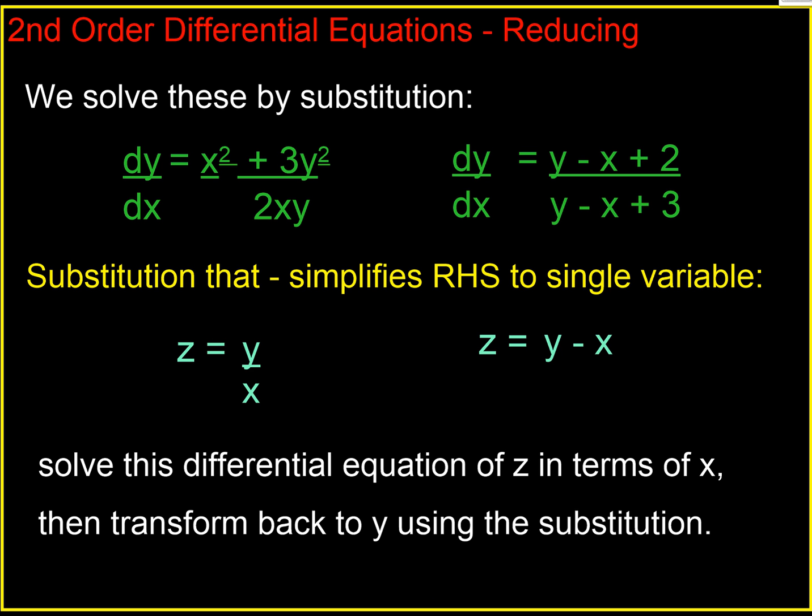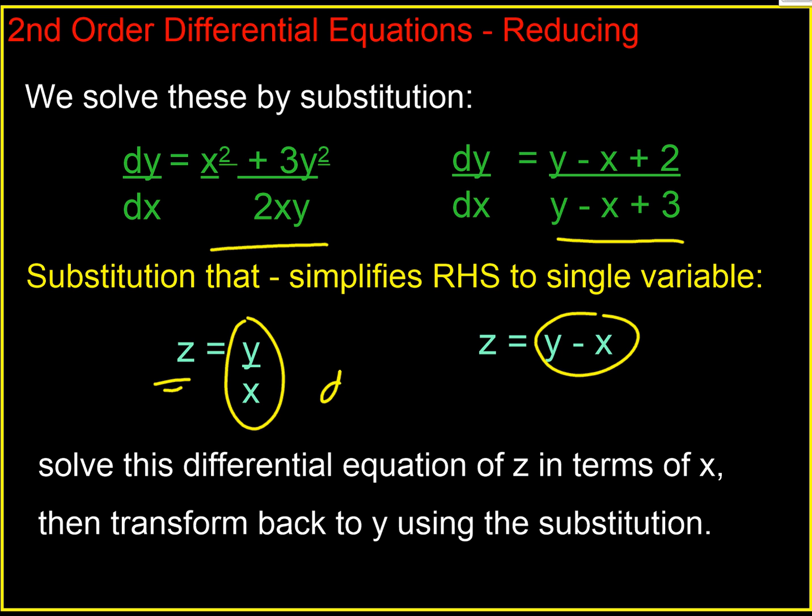So there you have it. If you get problems like these ones here, where the variables are mixed on the right hand side, we need to find a substitution by what they call inspection, by looking at it, that will tidy the right hand side up into a single variable z. In this case it's y over x, in this case it's y minus x. We then create a differential equation which is going to be in the form dz by dx equals something, which is a split combination of x's and z's, and at the end we transform back to y to get our solution. So there you have it. Hope that's of use.